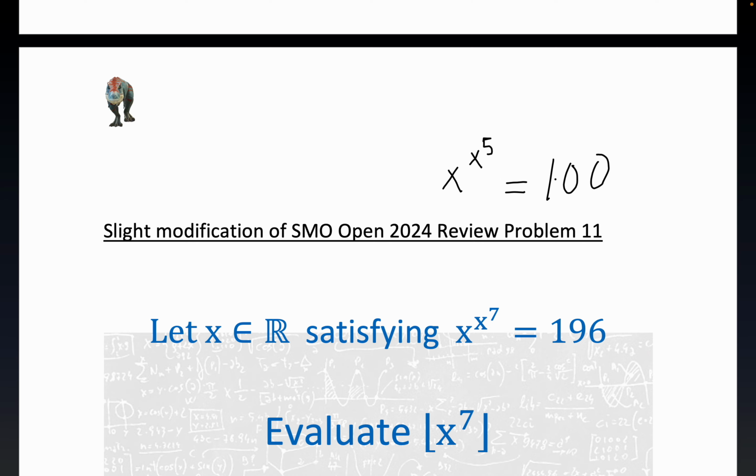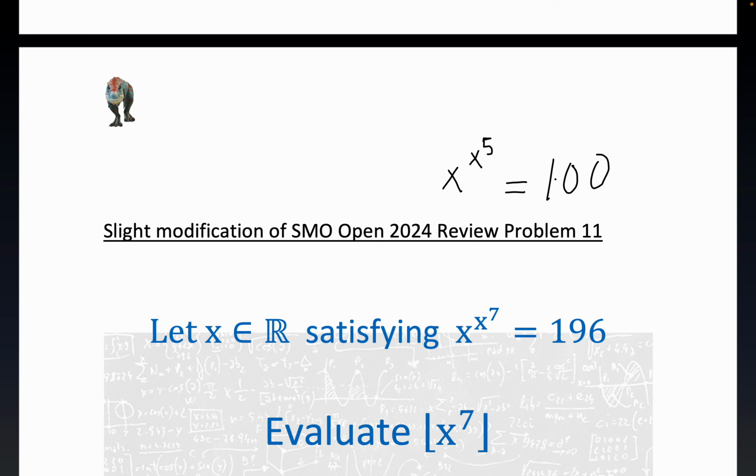And they wanted you to find the floor of x to the fifth, which was a little controversial. To me, the floor part is unnecessary here because it leads people to believe that x to the fifth is going to be a non-integer. The floor of an integer is just an integer, so it's an unnecessary operation if this resolves to an integer. But let's see how this works out.